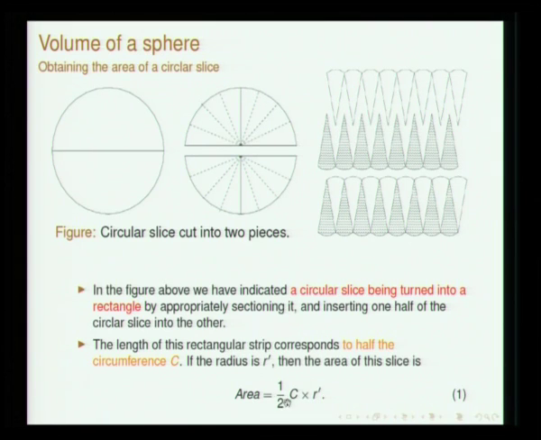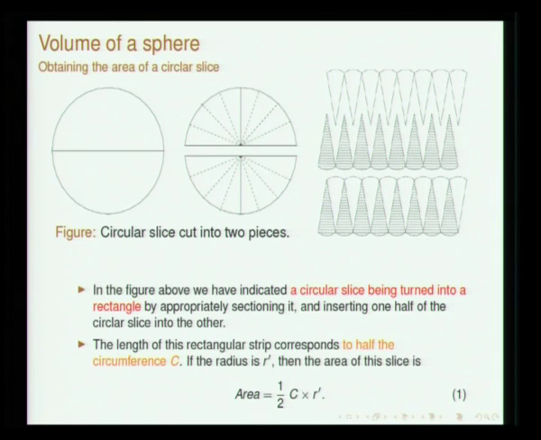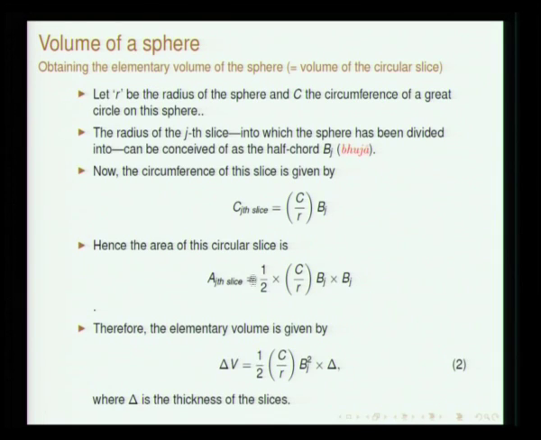The area is half times the circumference into r prime, where r prime refers to this radius. Why did I write r prime? If the slice is of significant thickness, then you have to take the average of the top and bottom, and that will be the r. That is why I am writing r prime, to obtain the elementary volume.